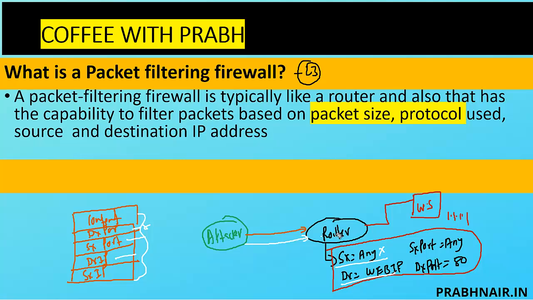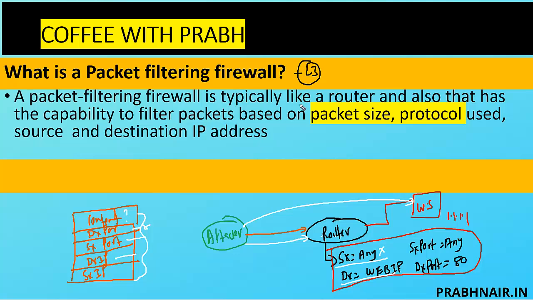But one challenge with this router based firewall is that it is not able to inspect the content. Maybe an attacker is establishing a connection on a legitimate port, but through that port he is trying to send some kind of exploit. That cannot be inspected by the firewall.